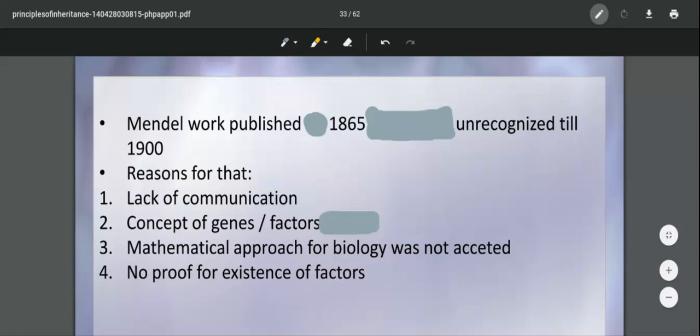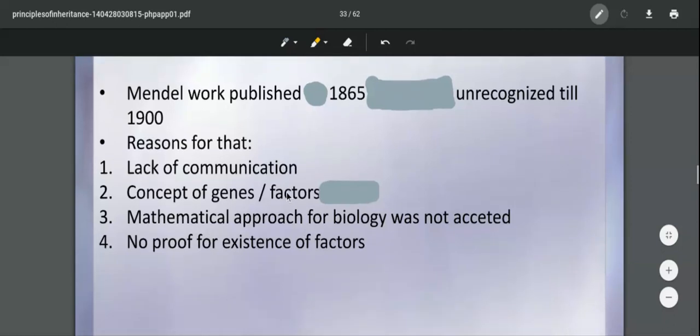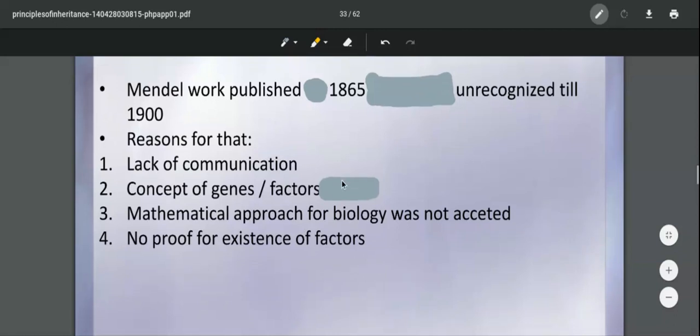So he could not show them and say, okay, this is a factor and this is the proof that there is something called a factor. Another reason, which is also a very important reason, is at that time there was no integration between subjects and sciences. So the fact that Mendel used mathematics to explain biology was not accepted by his contemporary scientists. So these are some of the reasons cited in the book why his work was unrecognized till the 1900s.